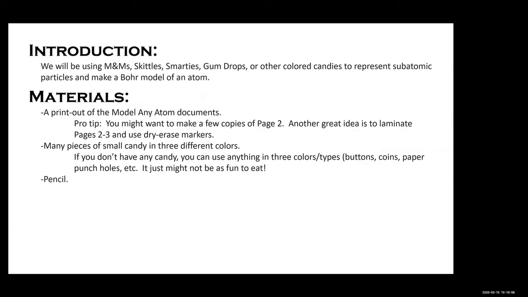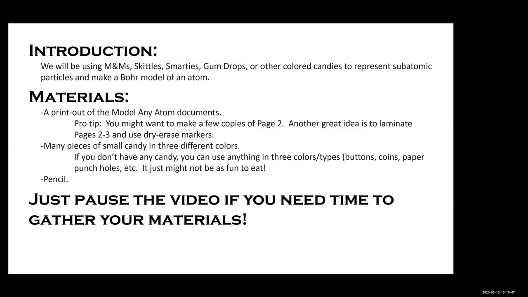And if you're in the Lab Rats or Junior Lab Rats class, that's of course going to be attached to your weekly notes. Pro tip, you might want to make a few copies of page 2. It's also another great idea to laminate pages 2 and 3 and use dry erase markers. You're going to need many pieces of small candy in 3 different colors. If you don't have candy, you can use anything in 3 colors or types, like buttons, or 3 types of coins. Paper hole punches, like out of your 3-hole puncher, just shake them out. There are different colors in there. It's just not as fun. You don't get to eat it at the end. And you're going to need a pencil, unless you've laminated, then you'll need a dry erase marker. So now's a good time to pause the video if you need time to gather your materials.